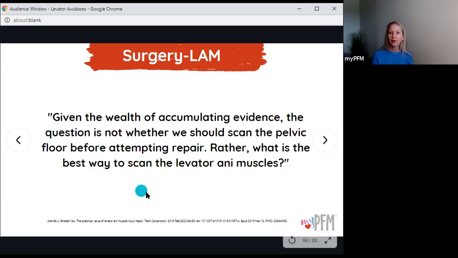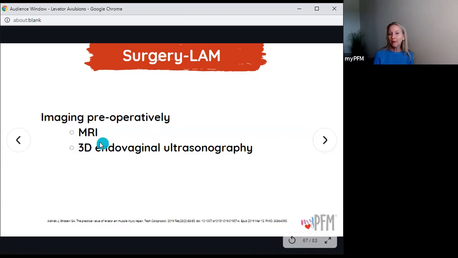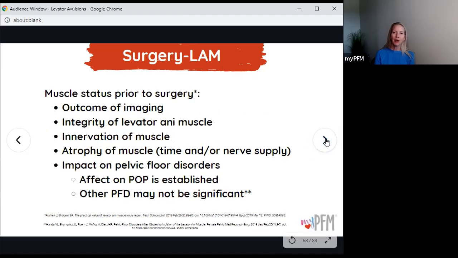So here's a statement from the authors. Given the wealth of accumulating evidence, the question is not whether we should scan the pelvic floor before attempting repair. Rather, what is the best way to scan the levator ani muscles? Because there is also some research out there saying, is it even important to scan the muscles before surgery? Especially if you're considering a levator ani muscle repair, you'd like to get a scan of it to understand what's involved before the surgery. So for imaging, they are using MRI or 3D endovaginal ultrasonography. So that's basically going inside the vagina.